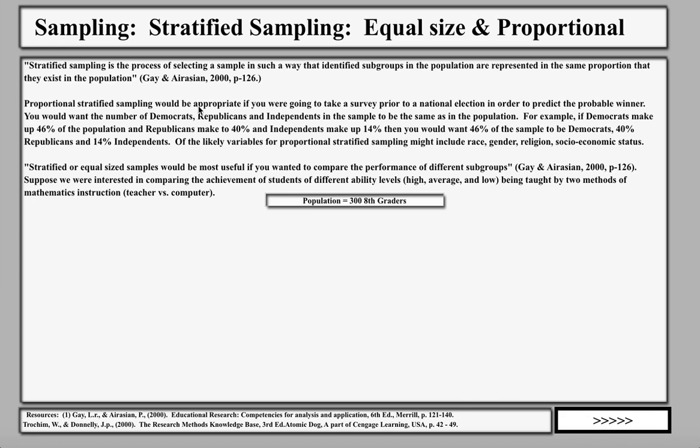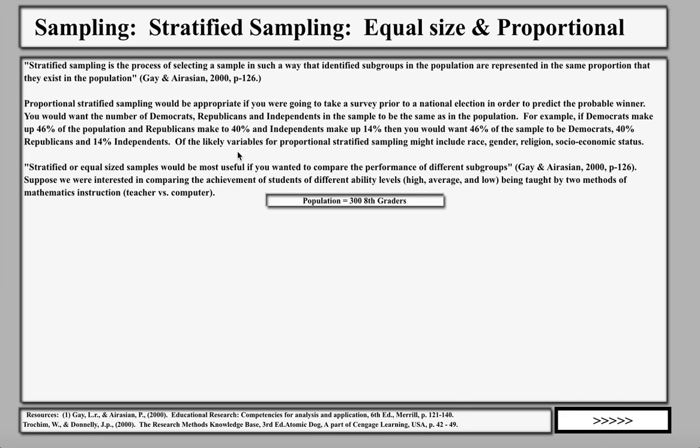Proportional stratified sampling would be appropriate if you were going to take a survey prior to a national election, let's say, which is very timely right now, in order to predict the probable winner. You would want the number of Democrats, Republicans, and Independents in the sample to be the same as in the population. So, for example, if Democrats make up 46% of the population and Republicans make up 40% and Independents 14%, then you would want 46% of the sample to be Democrats, 40% of the sample to be Republicans, and 14% of the sample to be Independents.